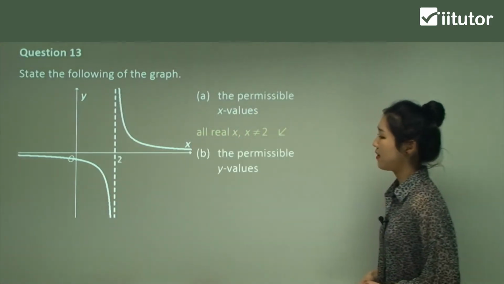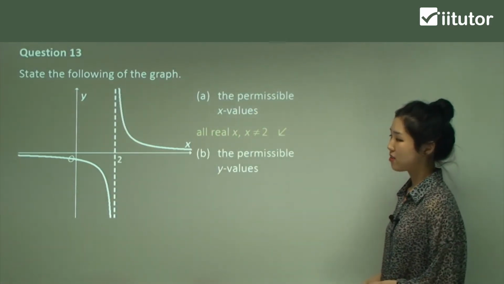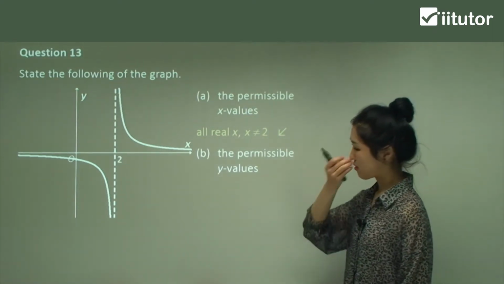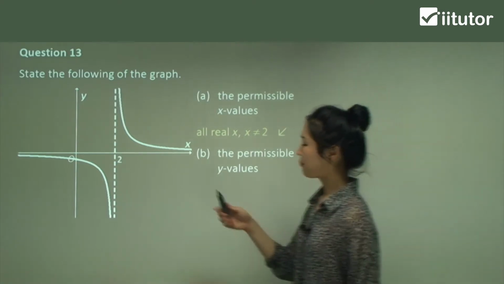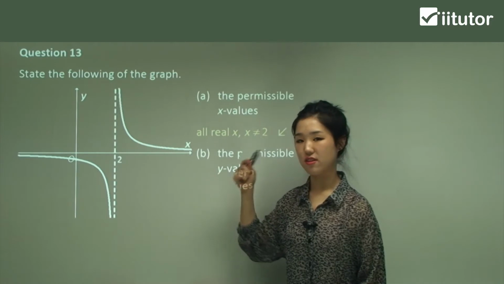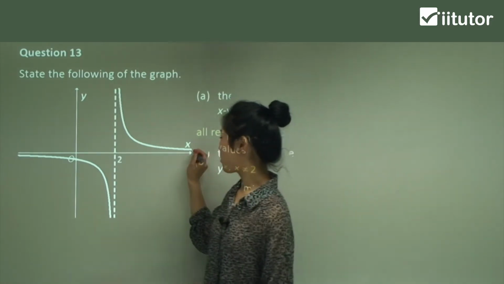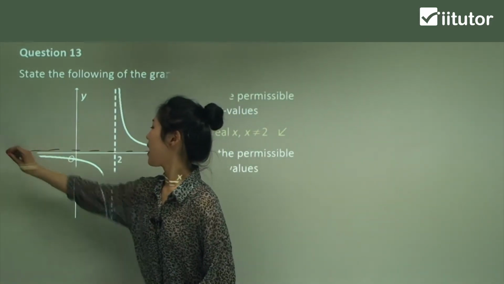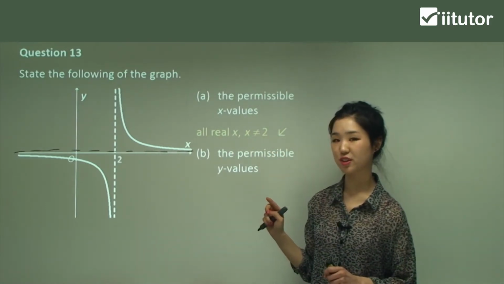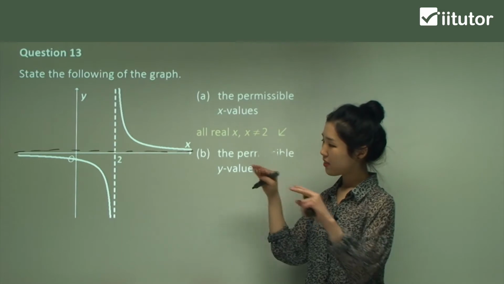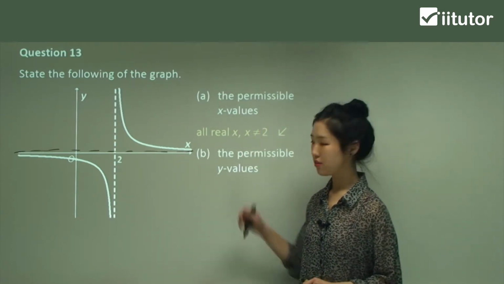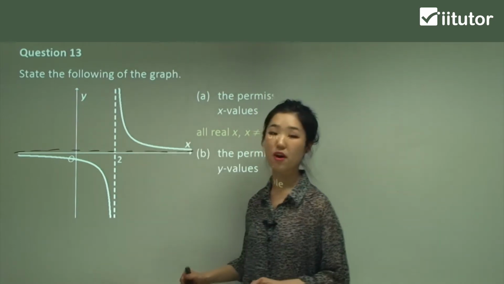Now that we've done that, let's look at the permissible y values. The y values are the values of y that represent the graph. As you can see, because the x-axis is here, you can't actually see the dotted lines, but remember there are also asymptotes here. So this is actually a hyperbola. You should recognize that name. The hyperbola has two asymptotes, one that's horizontal and one that's vertical.